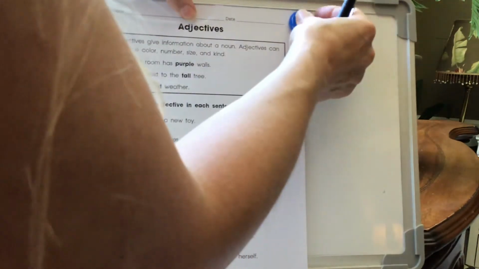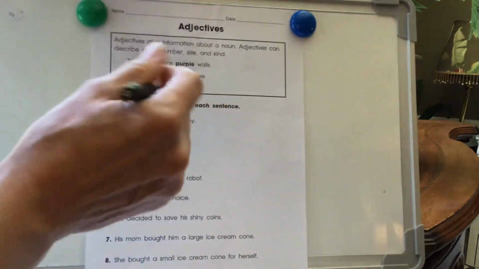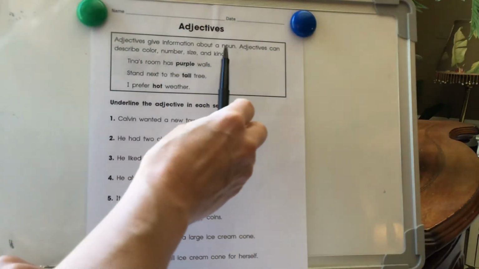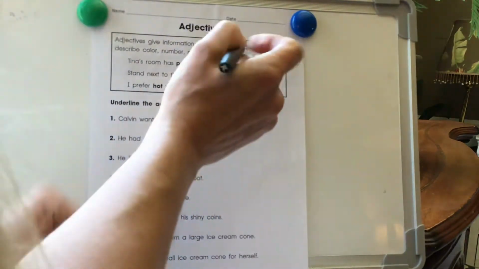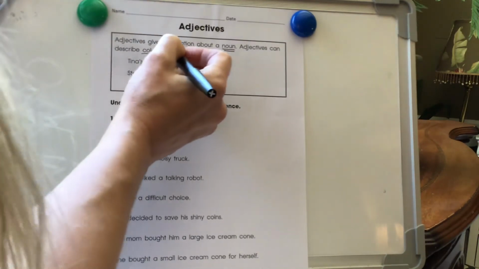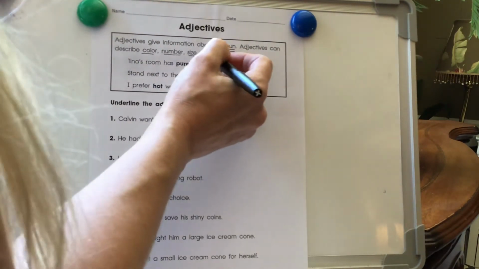Okay, let's go over adjectives. Adjectives are our describing words. They let us know how something looks. Adjectives give information about a noun. And remember, a noun is a person, place, or thing. Adjectives can describe color, number, size, and kind.